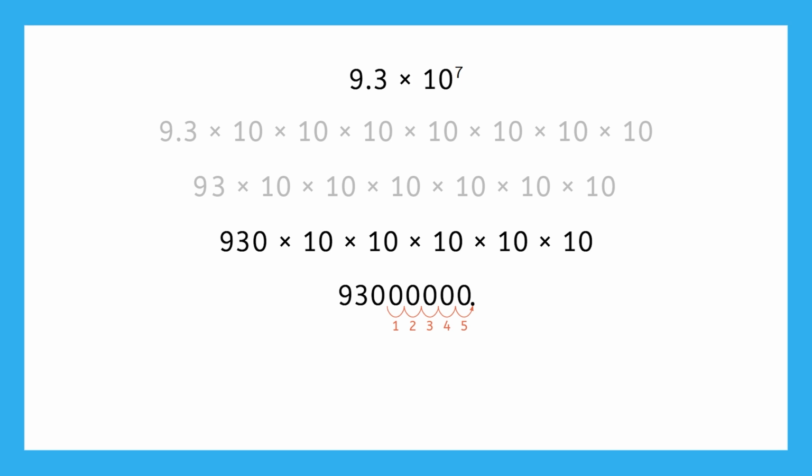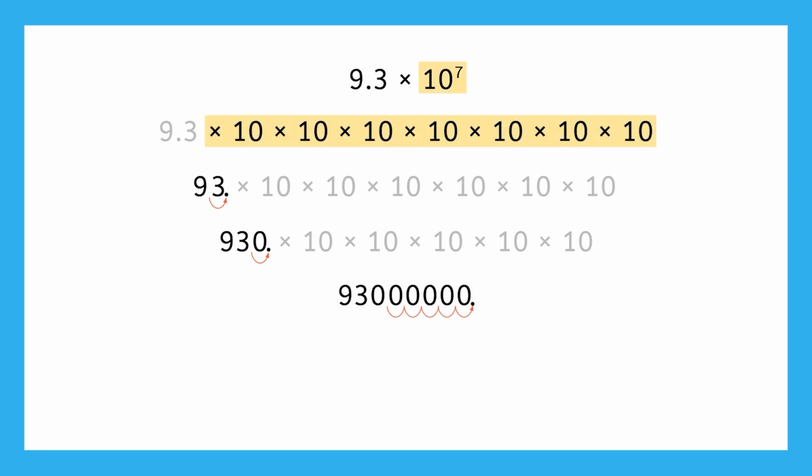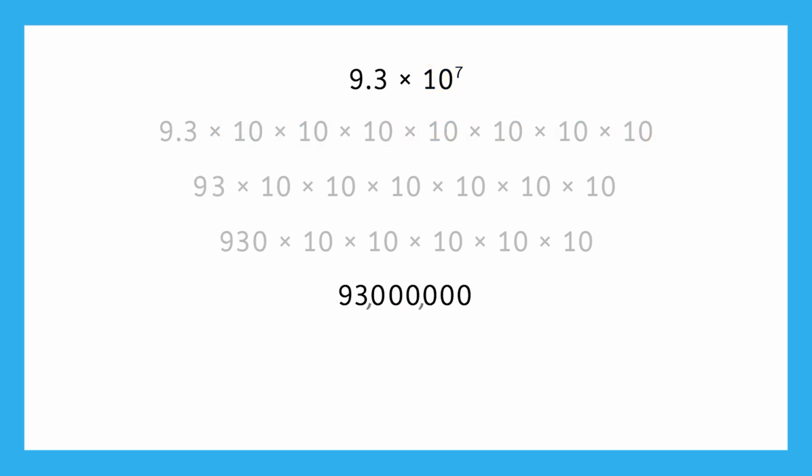In total, we moved the decimal 7 times, once for each of the tens represented by the exponent of 7. And that gives us 93 million. No wonder the article wrote it with a power of 10. All those zeros wouldn't fit on the page.